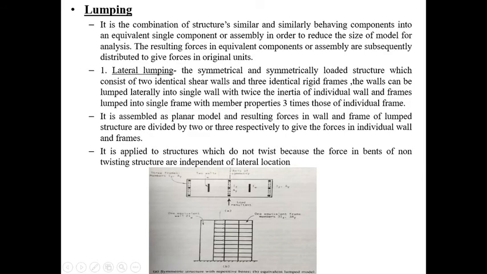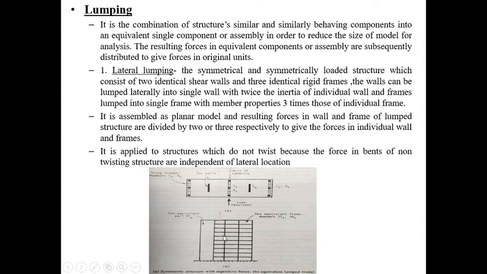The next technique is lumping. The next reduction technique is lumping, which means the combination of several of a structure's similar and similarly behaving components or different assemblies, which we combine into a single equivalent component.